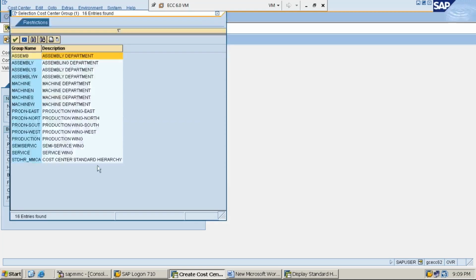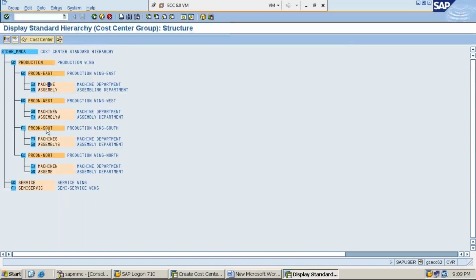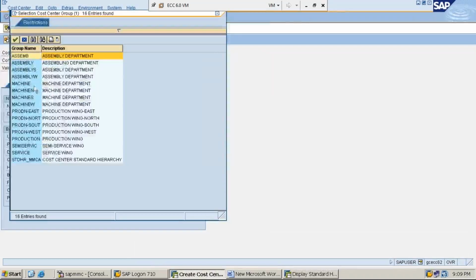Where from has the system displayed all this information, where from has it picked up? Cost center standard hierarchy. Yeah. Correct. So this is the standard hierarchy we have maintained. From this screen, it has picked up all those things. Okay. So the relevant head shall be taken from this. So I'm taking machine E.